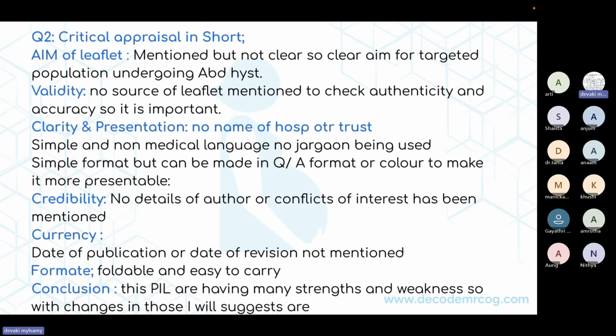Credibility. So what is credibility? The details of the author and the conflicts of interest, whether they are there or not. Currency is basically the date of publication and when the date of revision will be. And format: whether it is foldable and can be carried easily in a purse needs to be mentioned. So these are the points which have been mentioned here.